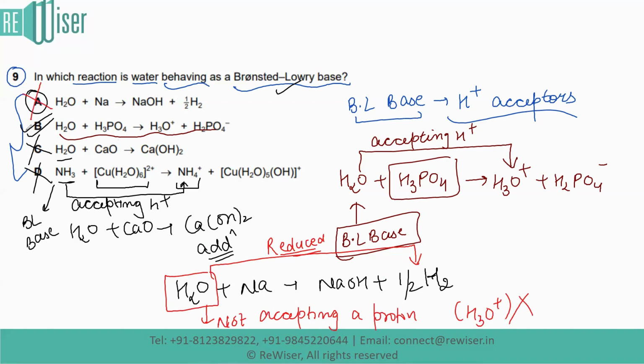So for this question, B is the correct answer, because when water behaves like a Bronsted Lowry base, it behaves like a proton acceptor and it will form H3O positive, which is exactly in option number B. So for this question, question number 9, B is the correct answer. That's it. Thank you.